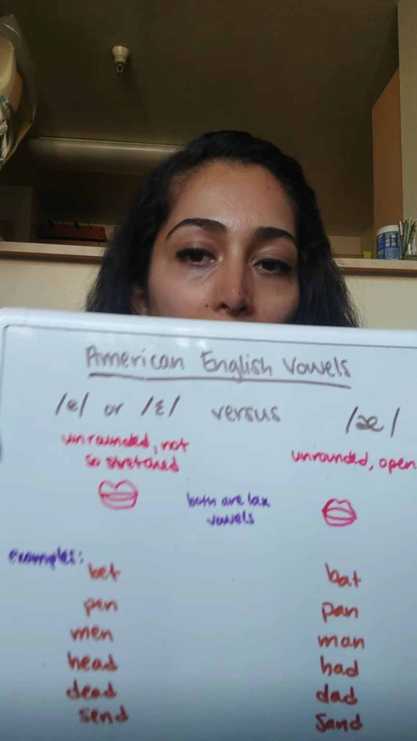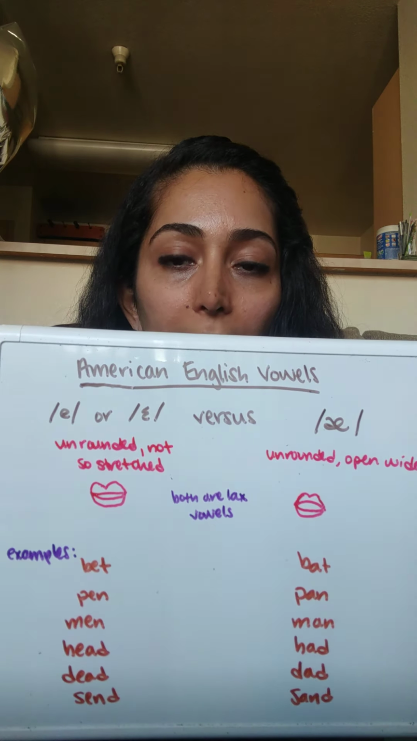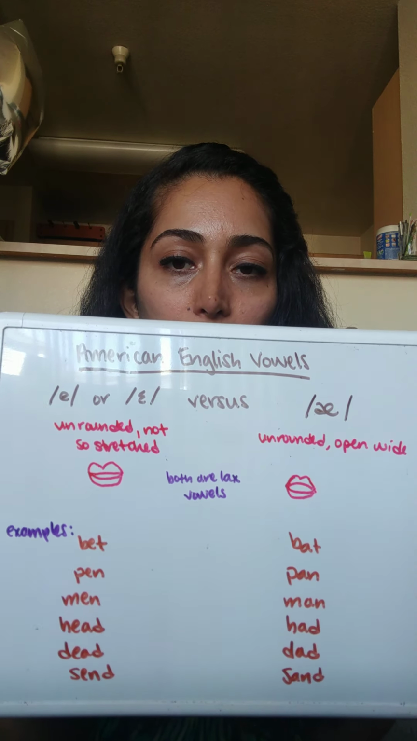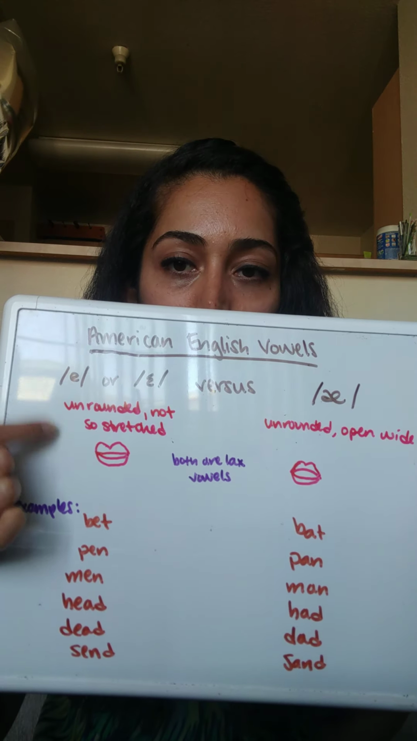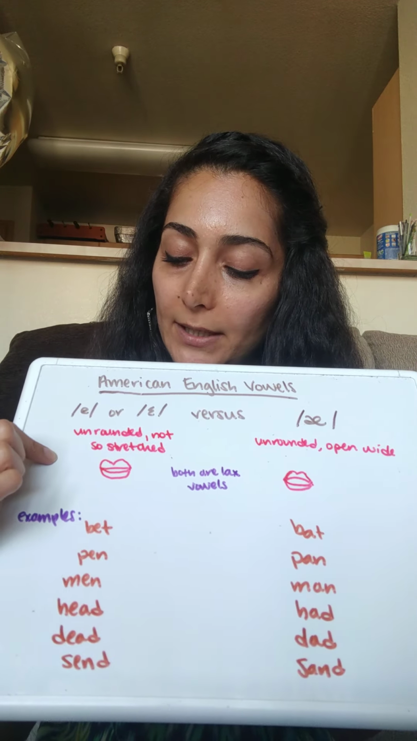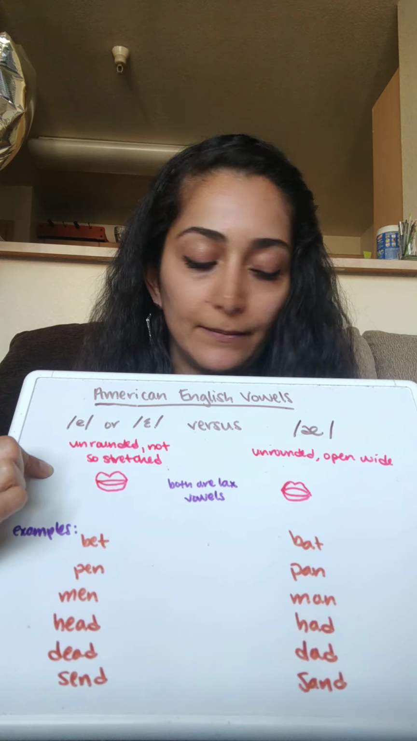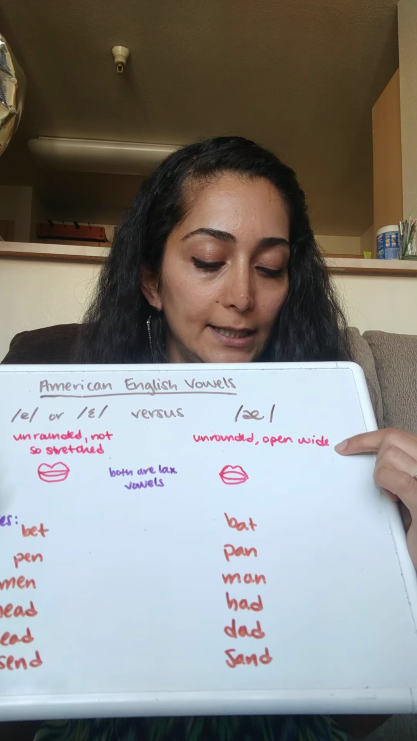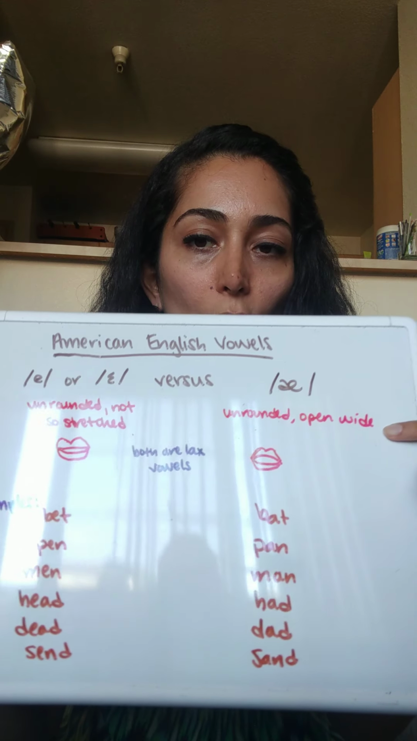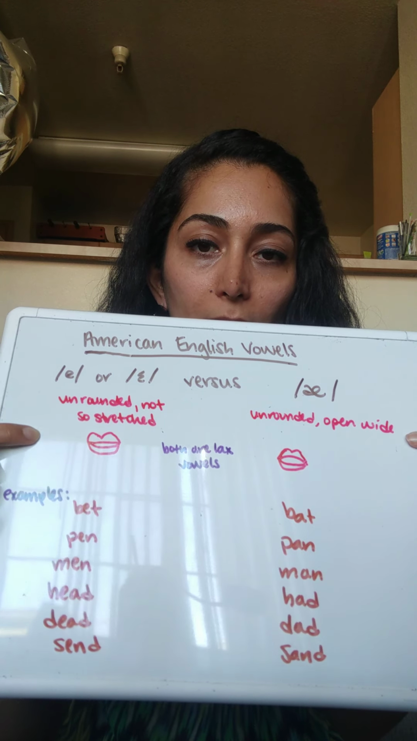And we're going to talk about mouth positioning, especially lip rounding, so we can be very clear of how to produce these sounds. The first picture here is underneath the sound eh. I tried my best to make a little drawing, but here it says it's unrounded and not so shortened. And here it says unrounded and open wide. Okay. So here what's going on versus here what's going on. Let's look at my mouth and lips to see if we can mimic that.